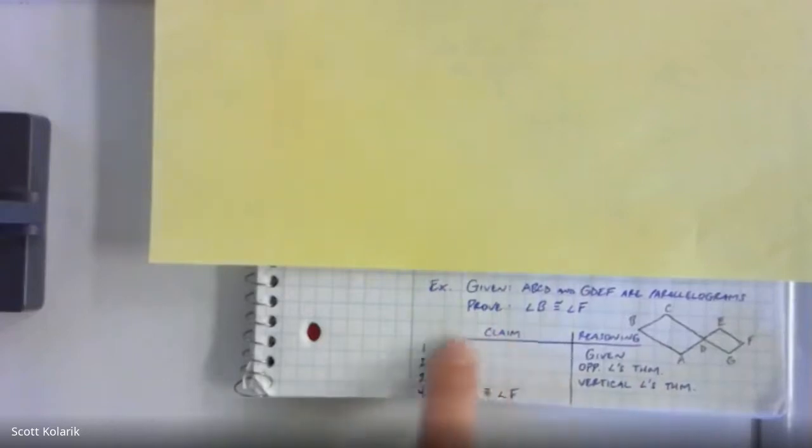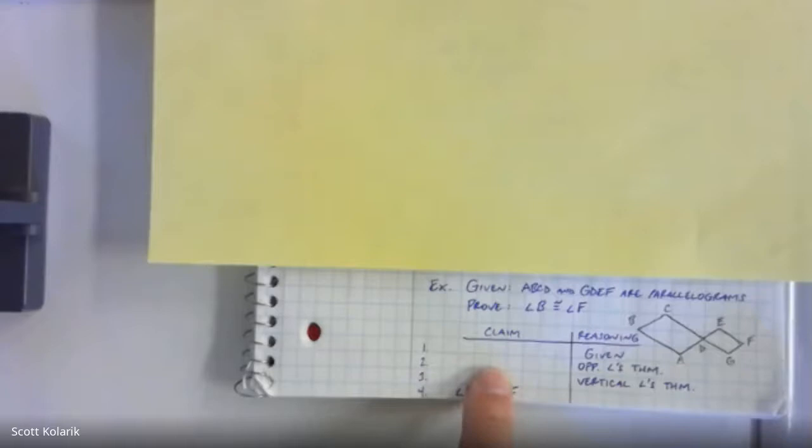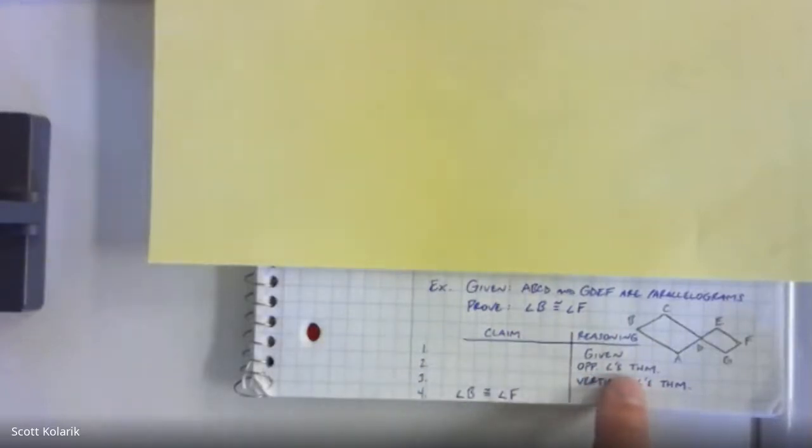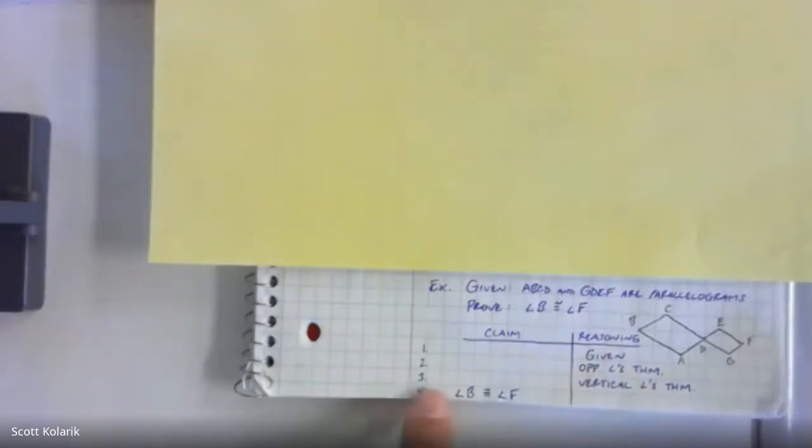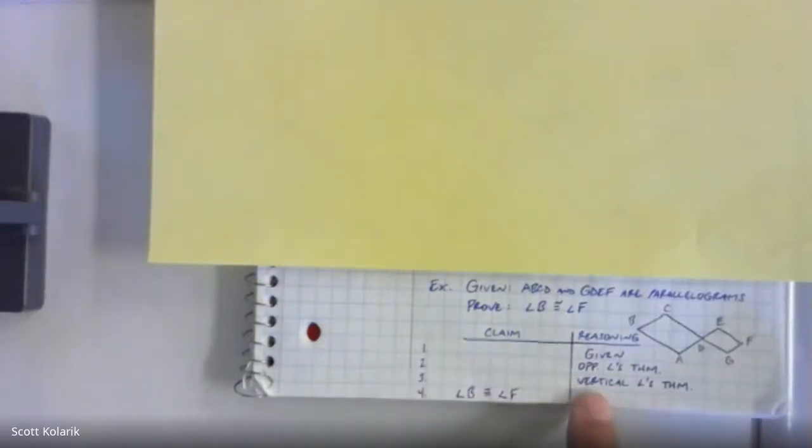For entry 2, again, I make you make whatever claim is going to be inferred from that first step, but I tell you that your justification is going to be using the opposite angles theorem. For entry 3, again, you have to make the claim, but then I tell you that you're going to be using the vertical angles theorem for that claim.